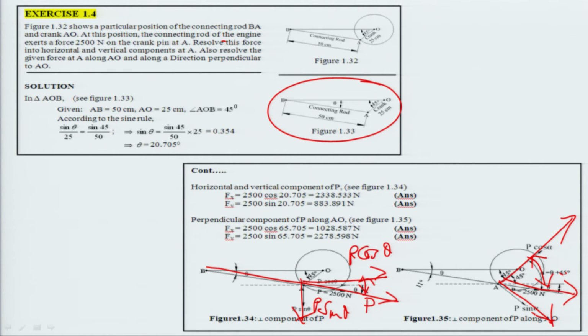So, with the help of this, what will be the value of theta plus 45? Theta plus 45 is 65.705. So, by putting in the value we can calculate.